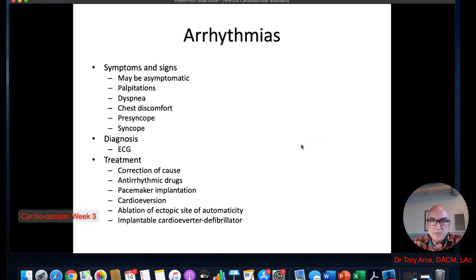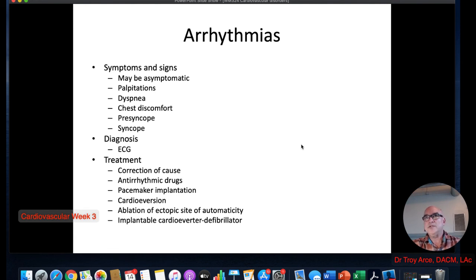So, signs and symptoms of arrhythmias. You may be asymptomatic, but you may have palpitations as well. You're going to have dyspnea, chest discomfort, pre-syncope, syncope, and they diagnose this with an ECG.